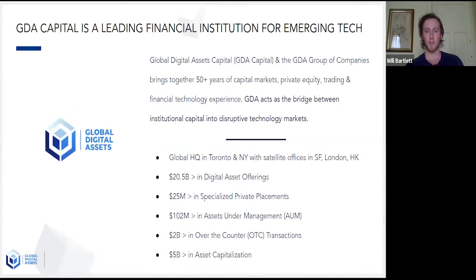Starting off, I think some of you might already know this because of other presentations, but GDA Capital is a leading financial institution for emerging tech. You can see all the stats down on the right. I won't read them all out to you, but the big idea is that we do lots of different offerings related to crypto and digital assets, and white papers are an essential part of that. They're analogous to prospectuses in the traditional equity markets, but still different because of all the other aspects described within. We're going to go into that in a second.